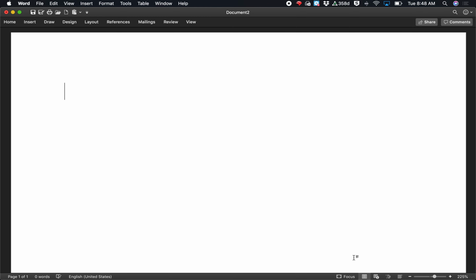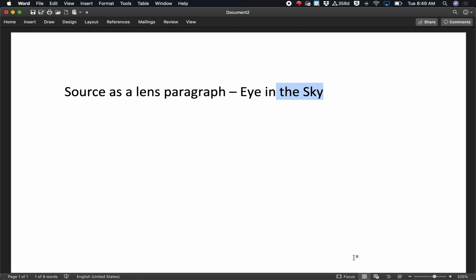All right, good folks, we are writing a source as a lens paragraph. And anything I write, you write. So if I type it, you type it. Since it's a film title, I italicized the title. All right. These paragraphs.